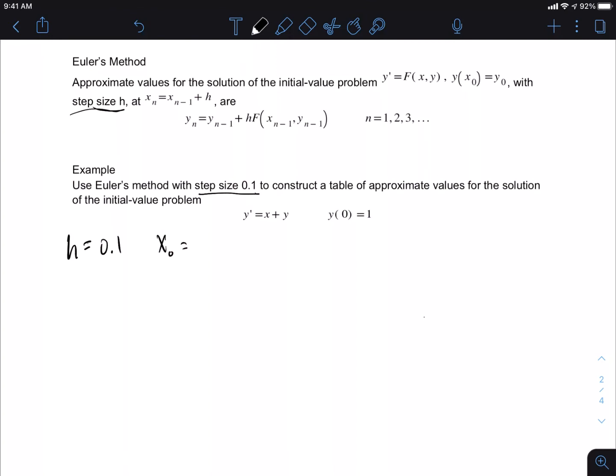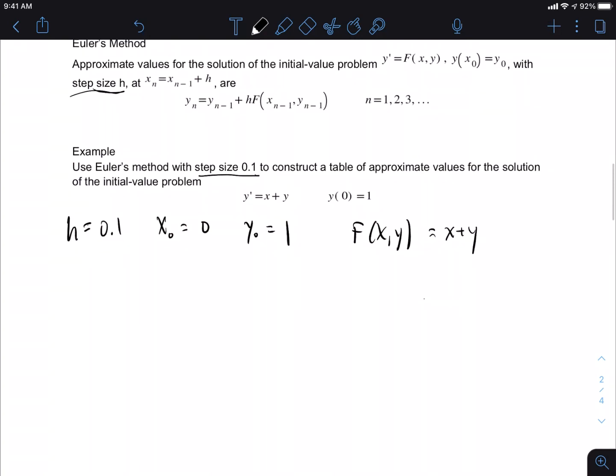What would x naught be in this problem that we're given? It's 0. What's y naught? 1. And then f of x, y is the derivative function that we're given. Okay? So what's going to happen here is we're going to generate values to find approximations of the value of the actual function. Does that make sense?